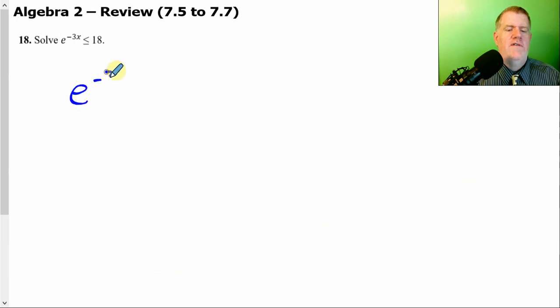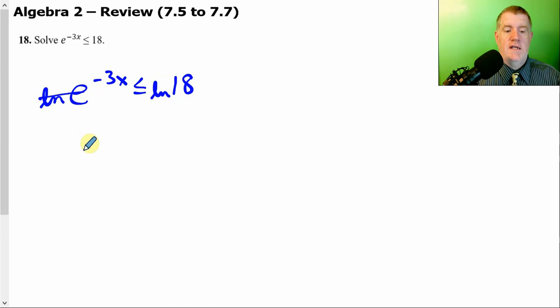e to the negative 3x is less than or equal to 18. Well, I'm going to give myself a little bit more room here, because what are we going to do? How are we going to undo an e? A natural log. That's a terrible natural log. Let me try that again. I know my natural logs sometimes get really sloppy.